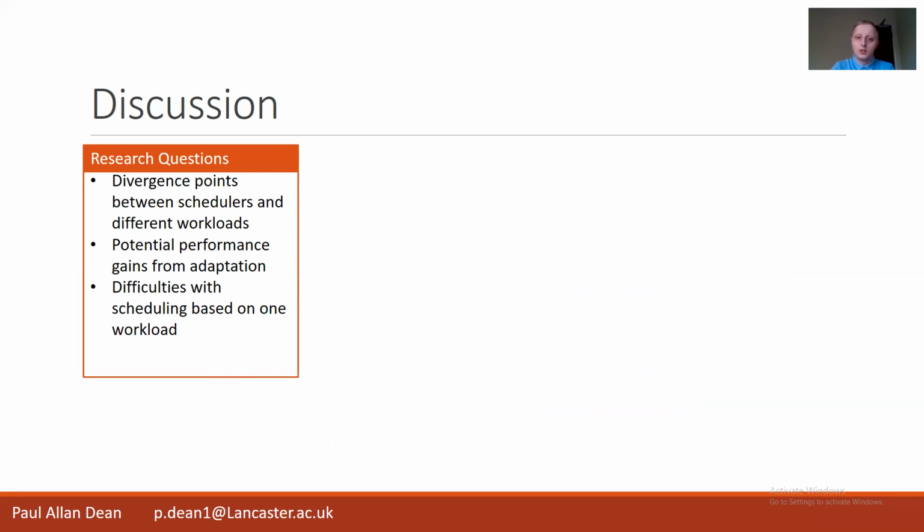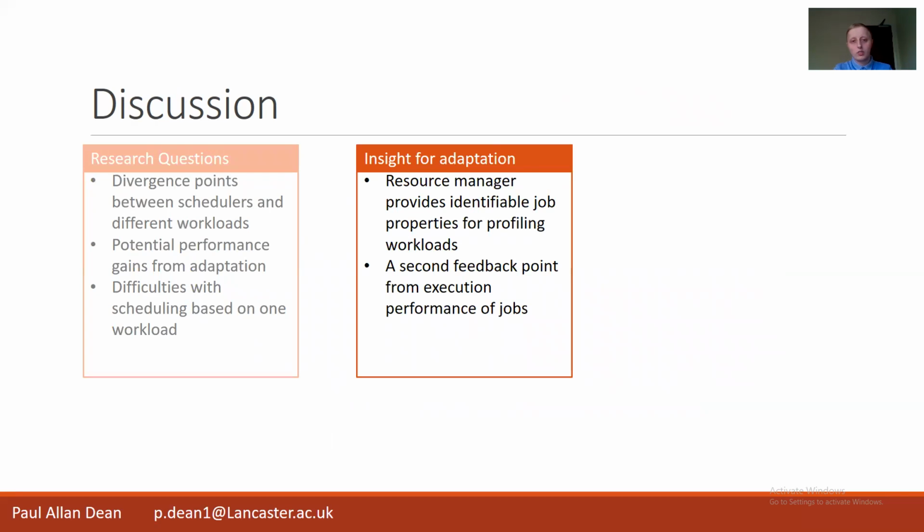Our results showed, in answering our research questions, that we were able to see the divergent points between schedulers and different workload types. We see potential performance gains from adaptation, and while there are difficulties within scheduling for one workload, there is the potential for improved performance too. The exploration of these results provided insight for adaptation, presenting two key points where adaptation may be performed. The first is the resource manager, which provides identifier job properties for profiling workloads, and the second is a feedback point from the execution performance of jobs, which may inform mid-workload adaptations.